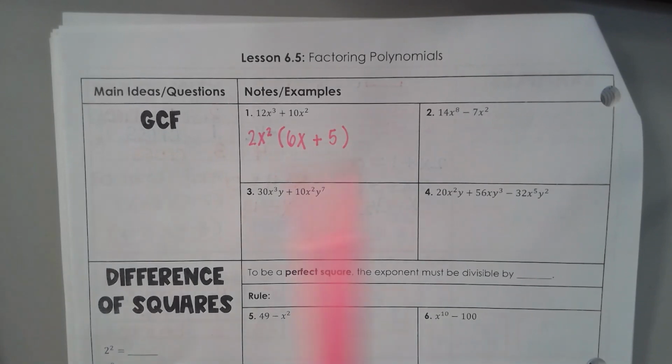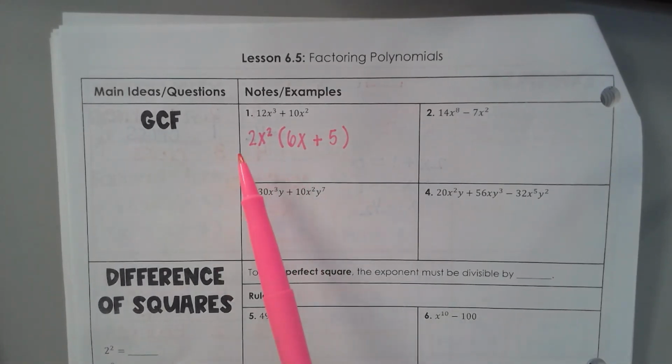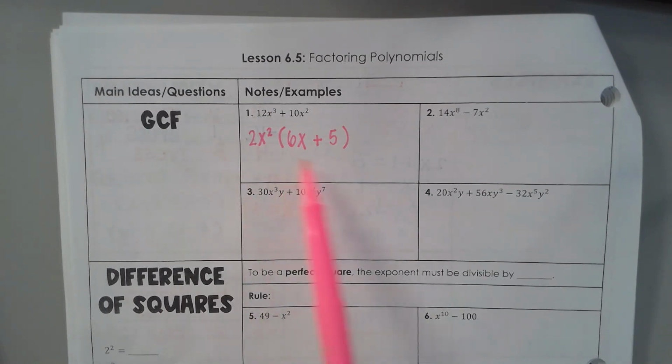So if I wanted to find the x-intercepts, I would set this equal to 0 and get 0. And then if I set this one equal to 0, I would get negative 5/6.